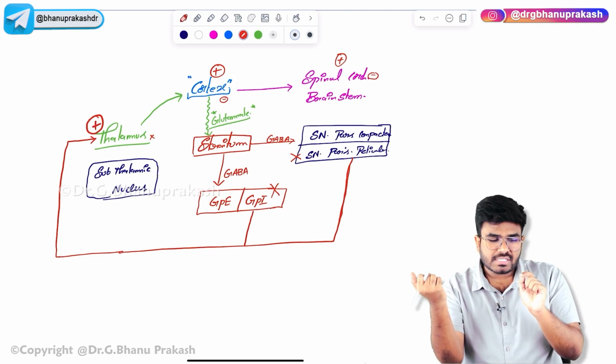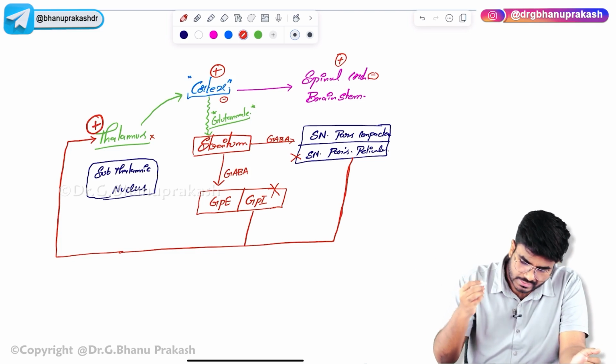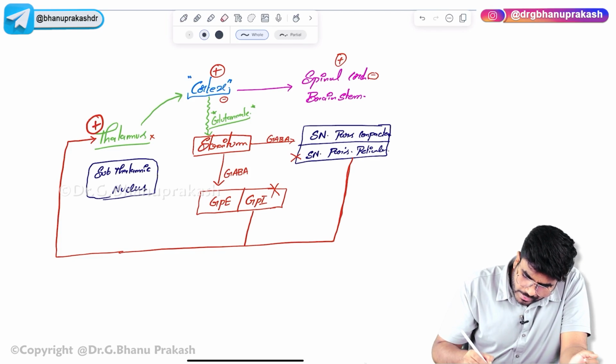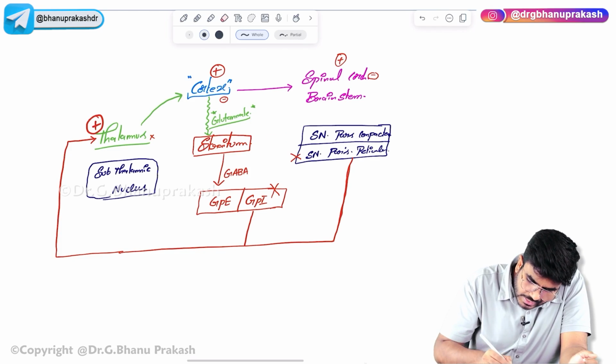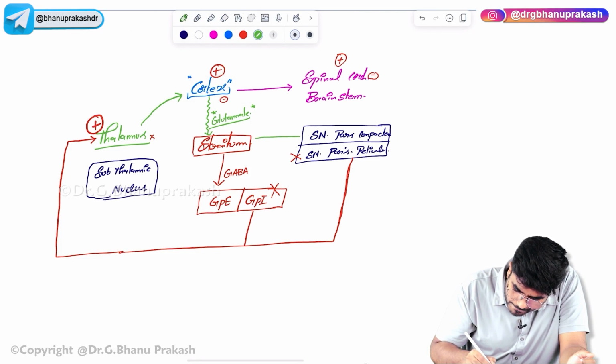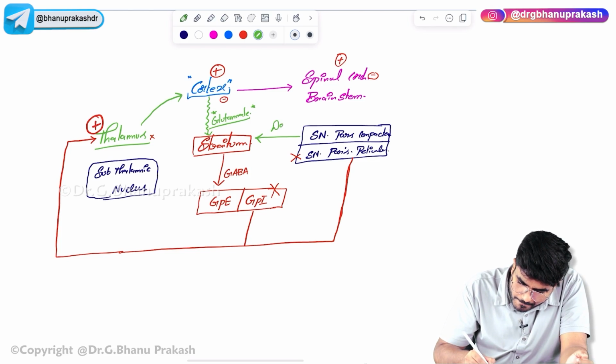Now here I just want to add a little booster for the direct pathway. What is that? See, the substantia nigra pars compacta in the direct pathway is going to produce what? Dopamine.